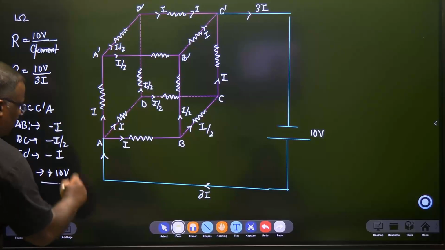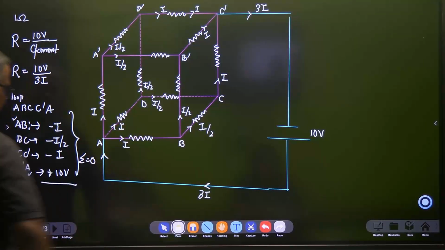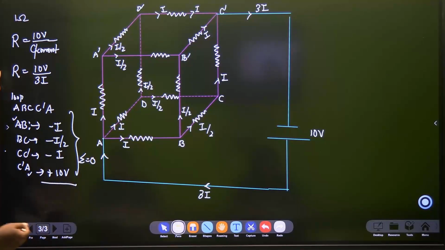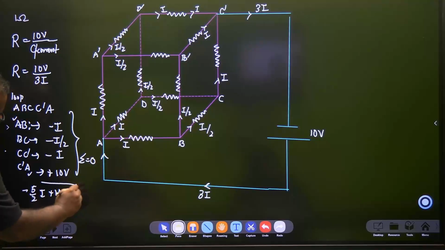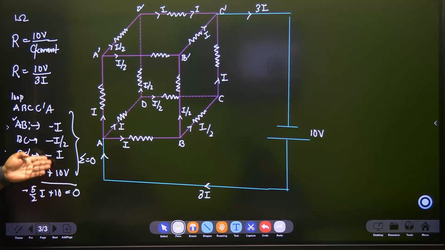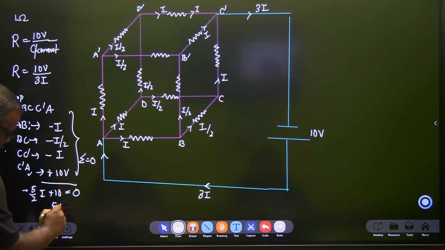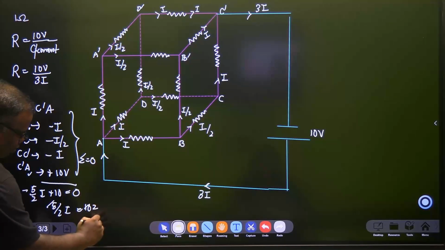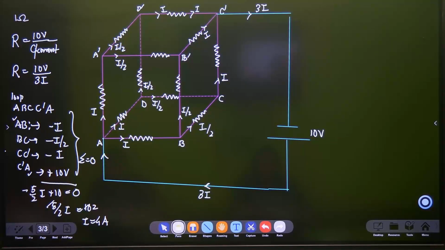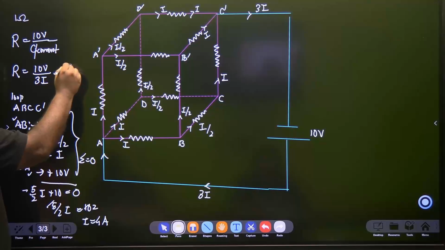Agreed? All these sigma should be equal to how much? 0. Right? So let's do it. So I becomes how much? 2I. 2 and 2.5. This is 2 plus 2.5. So negative 5 by 2I plus 10 is equal to 0. Did you understand the 5 by 2I I have written? 2 plus half is 5 by 2. Right. So I can now write 5 by 2I is equal to 10. So 5 2s are 10. I is equal to how much? 4 ampere.